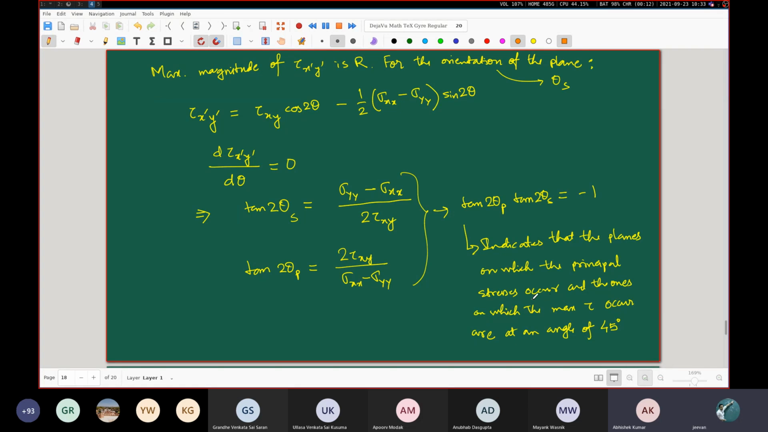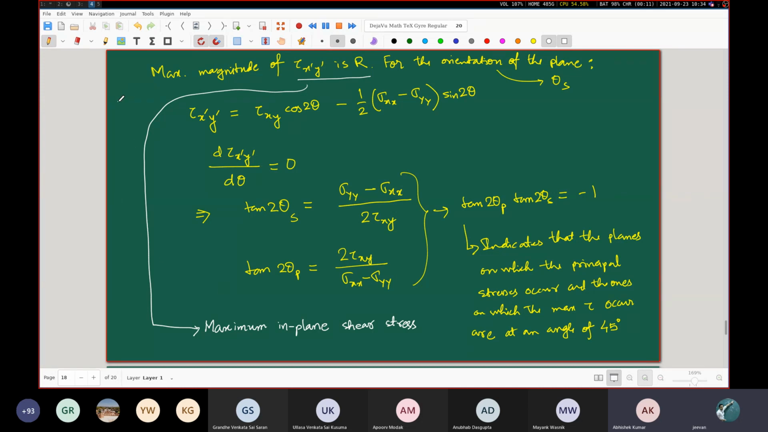Now, all that is fine in the very restrictive two-dimensional situation. And the important thing to note here is that this tau x dash y dash that you are finding out is actually not the absolute maximum. This is only the maximum in-plane shear stress. This is very, very important to note. Maximum in-plane shear stress. Which plane? The plane which you are considering.